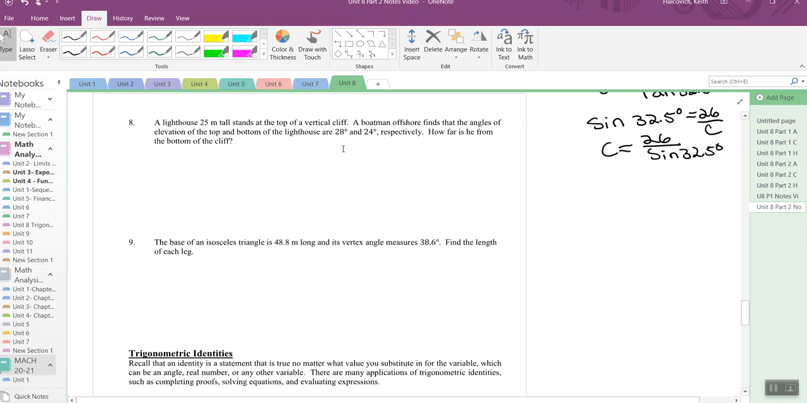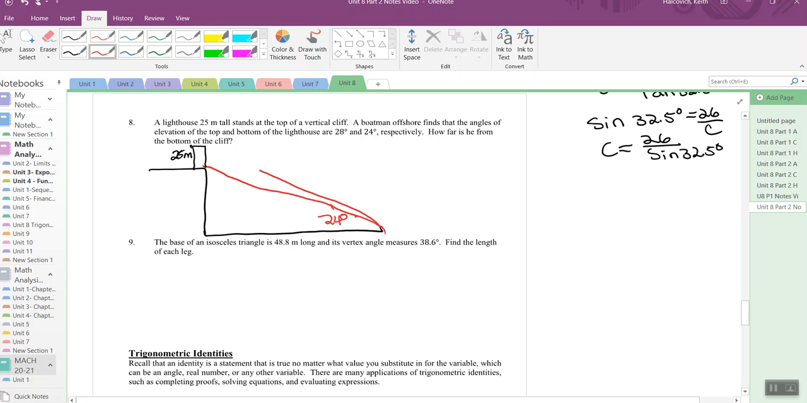Now we can also use SOHCAHTOA for word problems. For example here, it says there's a lighthouse that stands at the top of the vertical cliff. So here's our lighthouse, and it's 25 meters tall. And then there's a boatman that observes them. He looks at the bottom of the lighthouse and says it's 24 degrees to there, and then he looks at the top of the lighthouse and it's 28 degrees to there. So then how far from the bottom of the cliff?